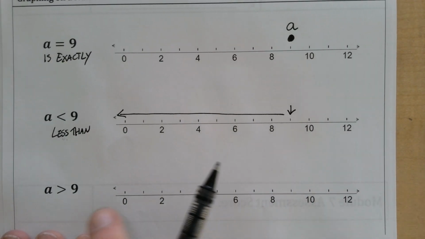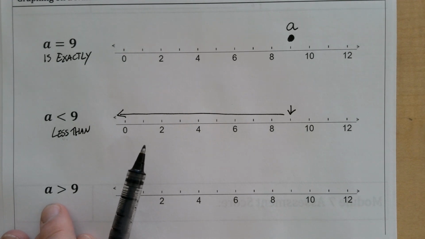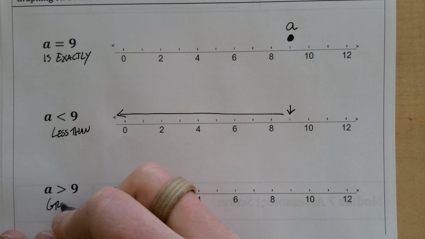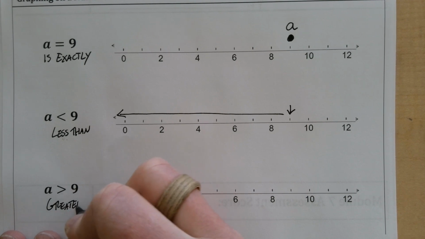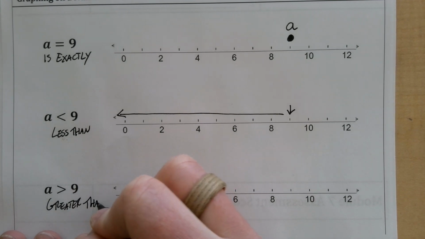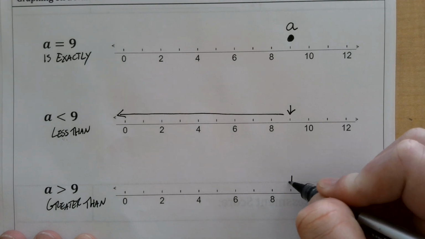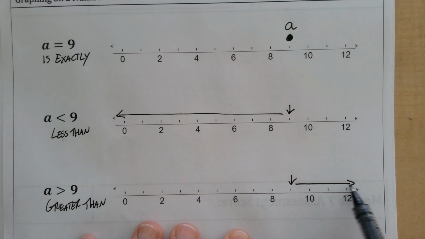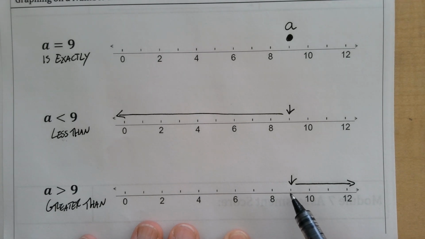If we look at the next one, we have A is greater than 9. That means that A has to be bigger than 9. So if here's 9, A could be anything over here. It could be 9.1, it could be 9.2, it could be 9.000001, it could be 12, it could be 5,000, it could be anything that's not smaller than 9.